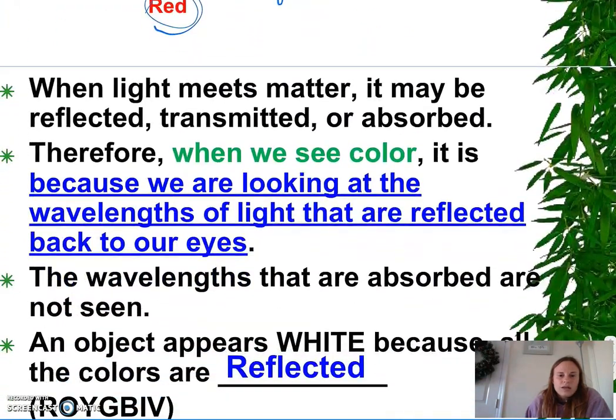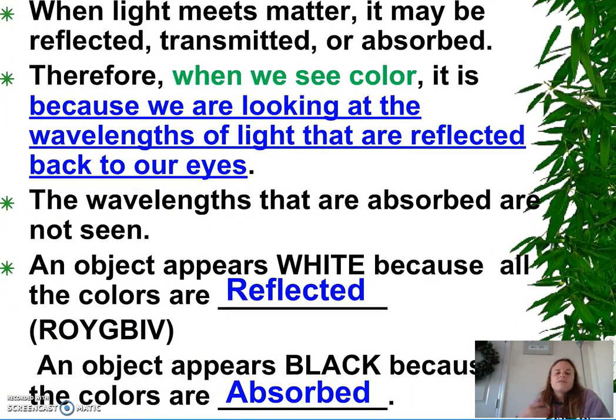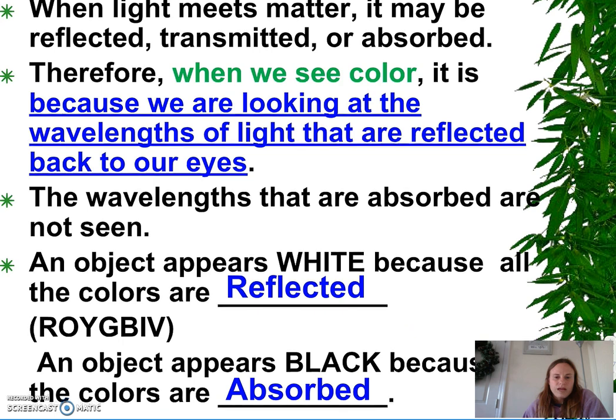So when we see color, it's because we're looking at the wavelength of light that's reflected back to our eyes. If we're seeing white, that's because all the colors are reflected.